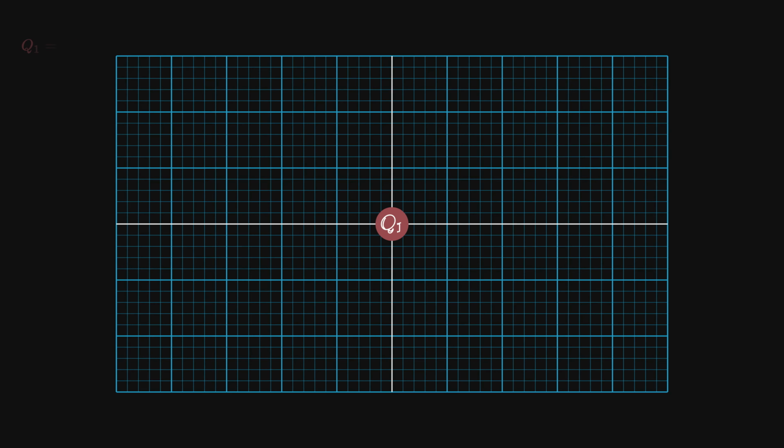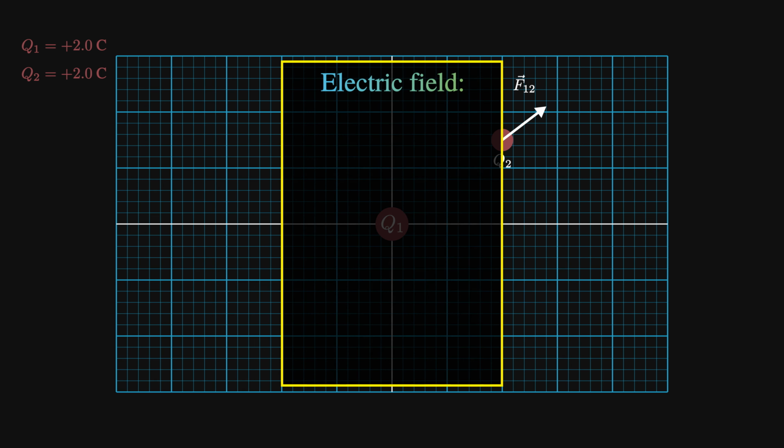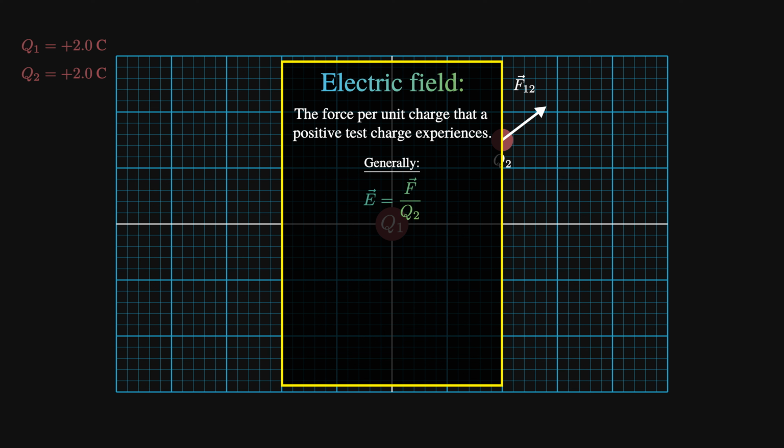Let's start with a positive point charge, Q1. If we place a small positive test charge, Q2, at a point P2, we can find the force on it using Coulomb's law. The electric field is defined as the force per unit charge that a small positive test charge experiences at that point. In other words, in this example, the electric field due to Q1 is the force that Q2 experiences divided by Q2. As the force is in newtons and the charge in coulombs, the electric field has units newtons per coulomb.